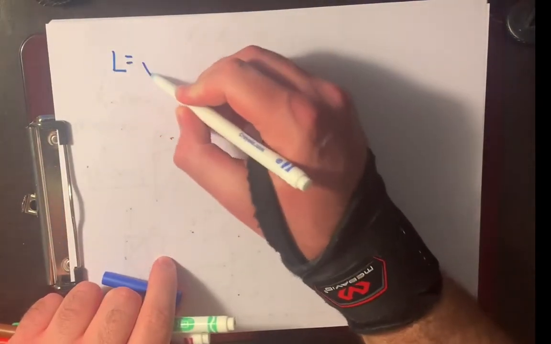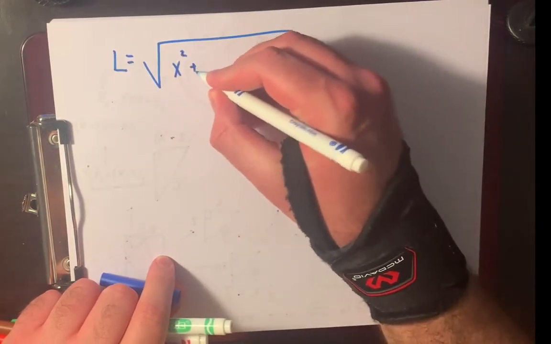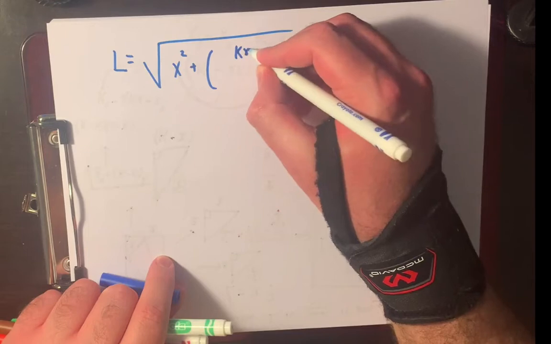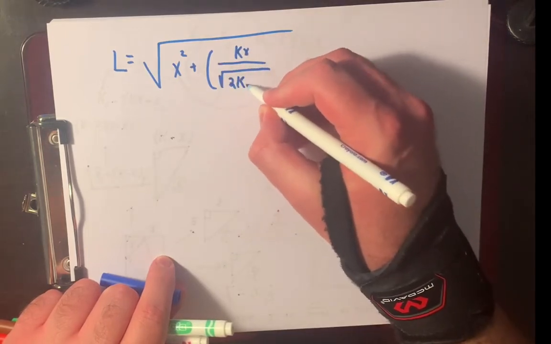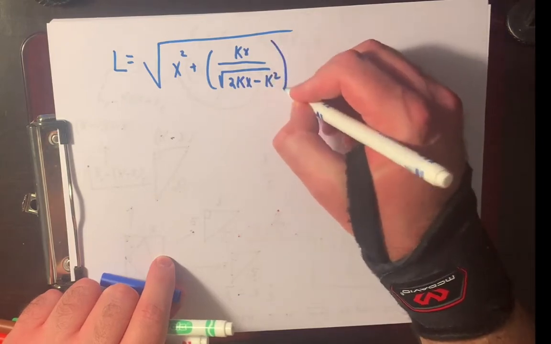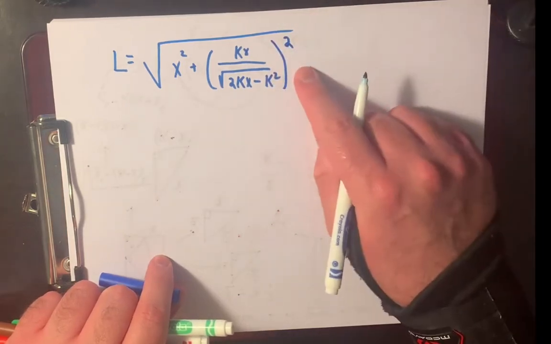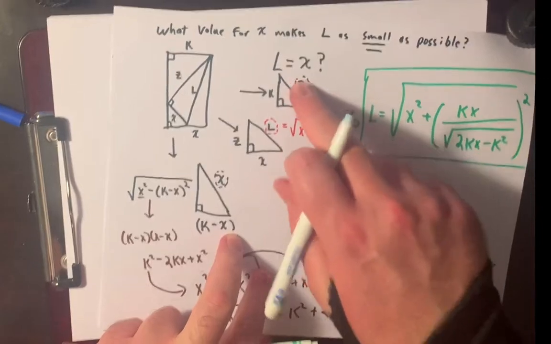Okay, so again, we just solved that L is equal to the square root of x squared plus kx over the square root of 2kx minus k squared. We said that whole thing is squared. This is where we're at so far. Again, from our initial setup, don't lose sight of what we're talking about here. We want to set up L and express L in terms of x.